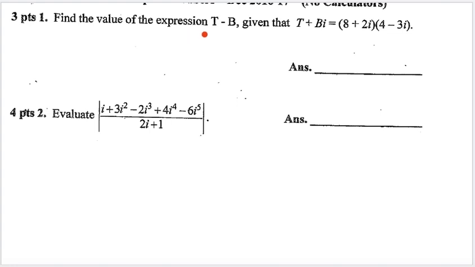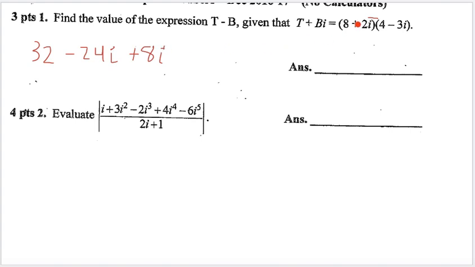Let's try this. Find the value of the expression t minus b given that t plus bi equals this. Okay, so we're going to just multiply a binomial times a binomial. 8 times 4 is 32. 8 times negative 3i is negative 24i. Positive 2i times 4 is positive 8i.